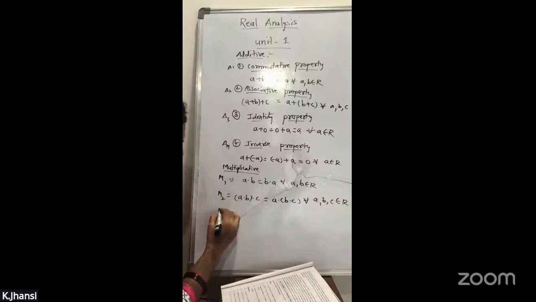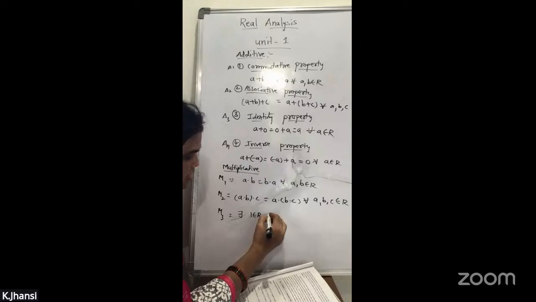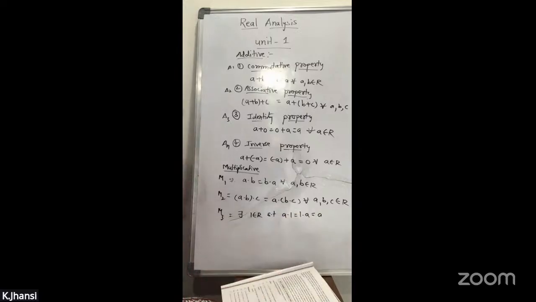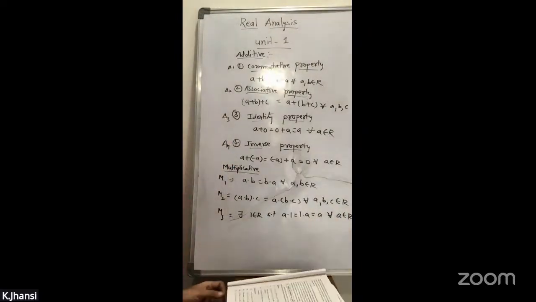Next, M3 is the identity property. Here we call it the multiplicative identity. So you can write: there exists 1 belongs to R such that a into 1 is equal to 1 into a is equal to a. In the additive case the identity element is 0, and for multiplication the identity element is 1, for all a belongs to R. And next we have M4.